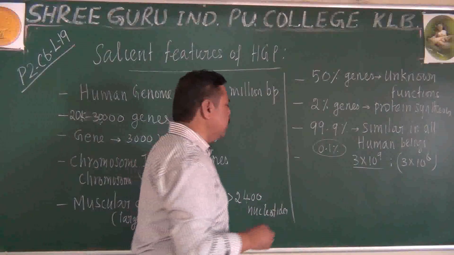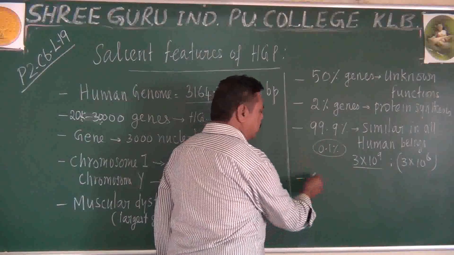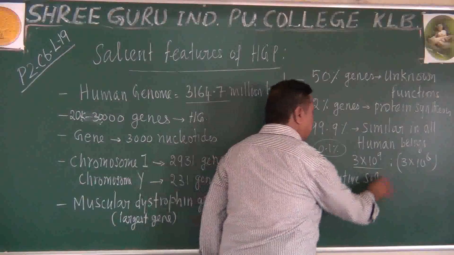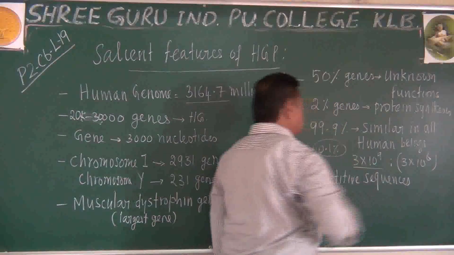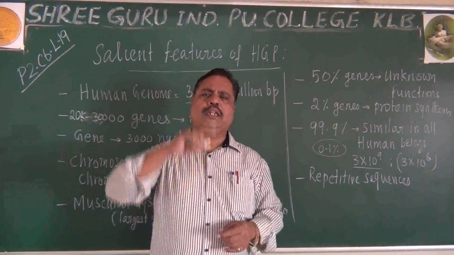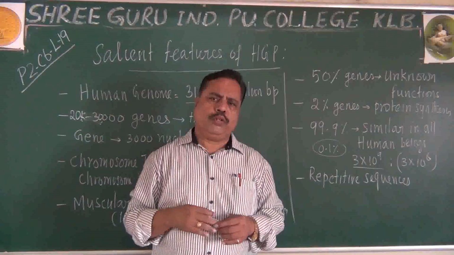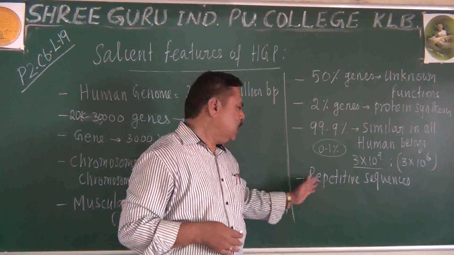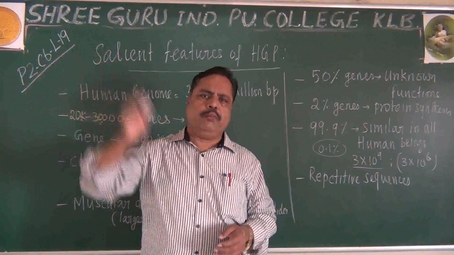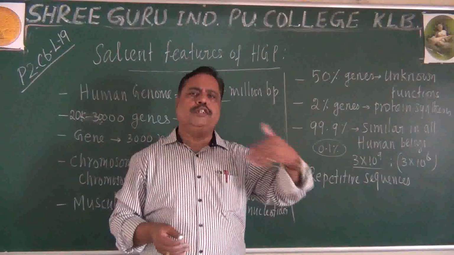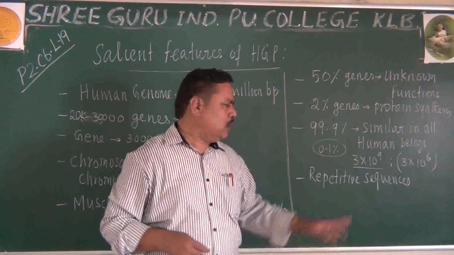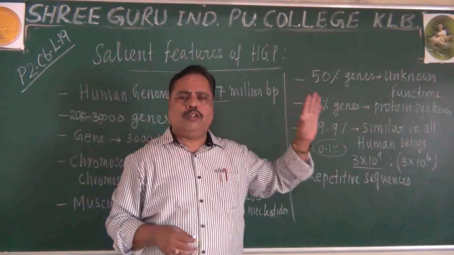One more interesting point is that our human genome contains many repetitive sequences. In thousands of areas, there will be repeated sequences of nucleotides. Repeated means what? AT will be repeated 1,000 times: adenine, thymine, adenine, thymine, like that it may be repeated. In some areas, C and G may be repeated 10,000 times. So repeated sequences form the characteristic feature of the human genome.